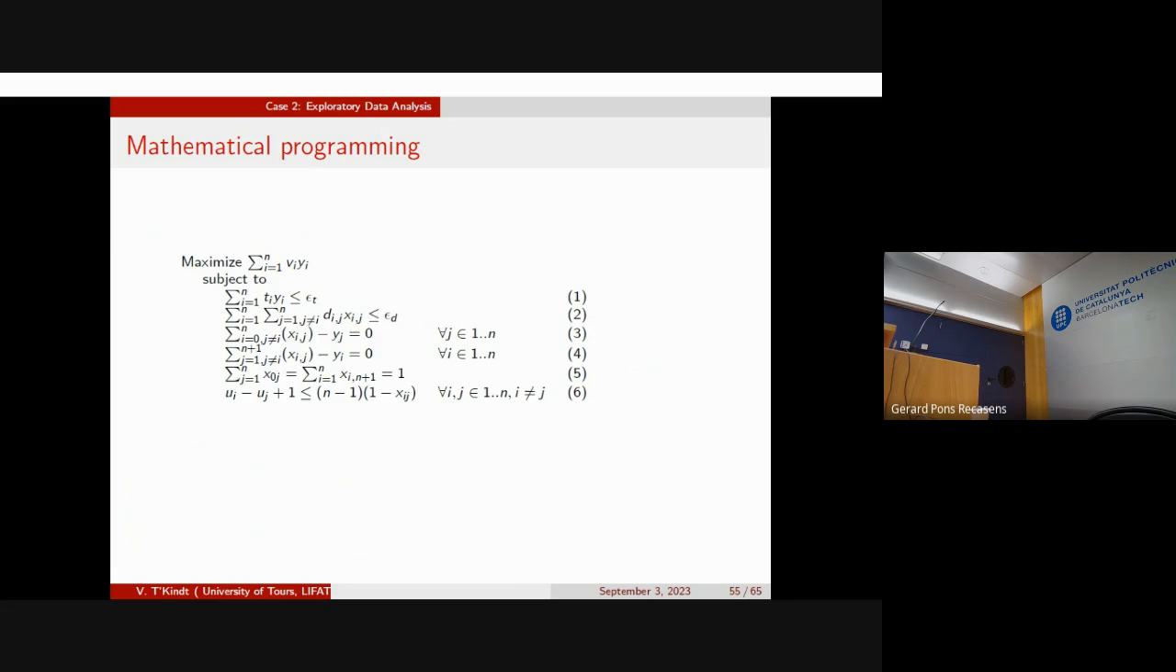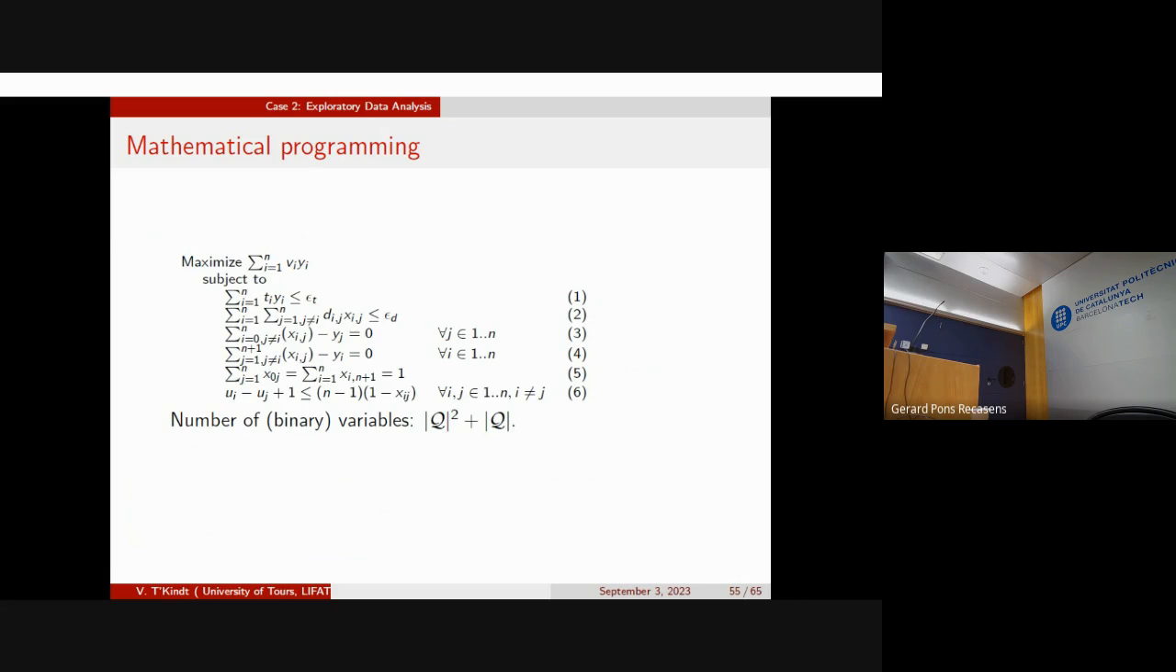Okay? And here it is, this is your problem, the EDA problem. We want to maximize the total interestingness, with a constraint stating that the total time must not exceed the bound on the computational time. That's the constraint bounding the total distance. And these constraints just define that you can select an item only once, when you have to sequence the selected items, and that's all.